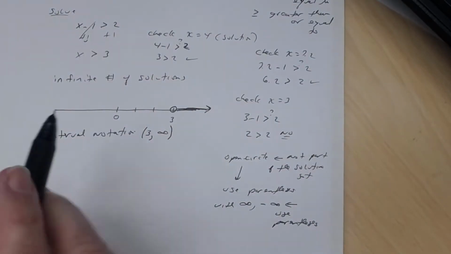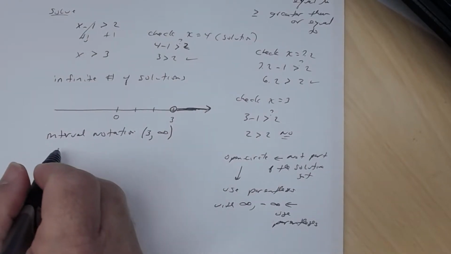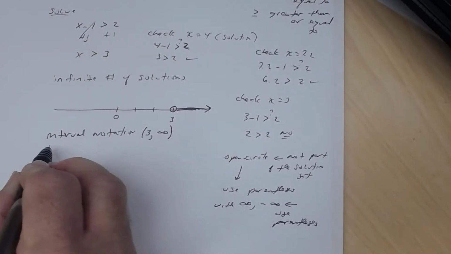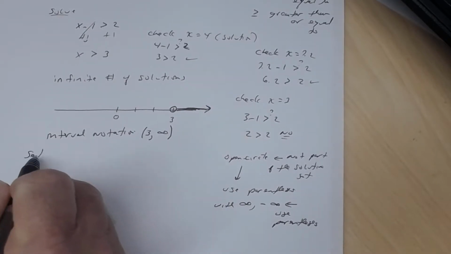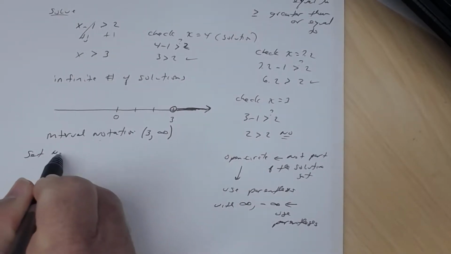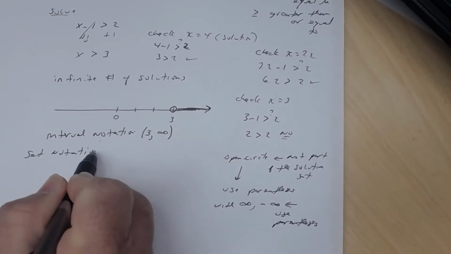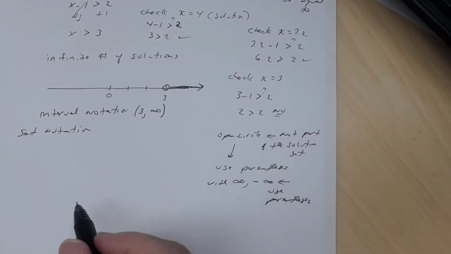Now the other thing that you're going to have to write this as in terms of MyMathLab is this, and you're going to see this in one of the worksheets also. You're going to put this in set notation. So we talked about interval notation. Now let's talk about set notation. So set notation looks like this.